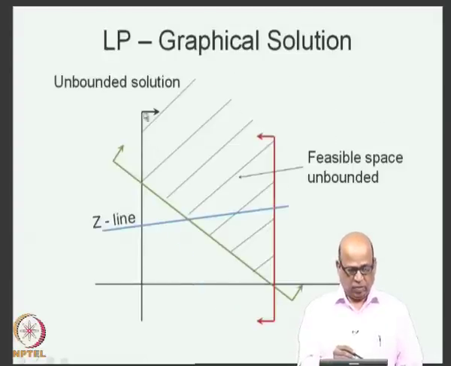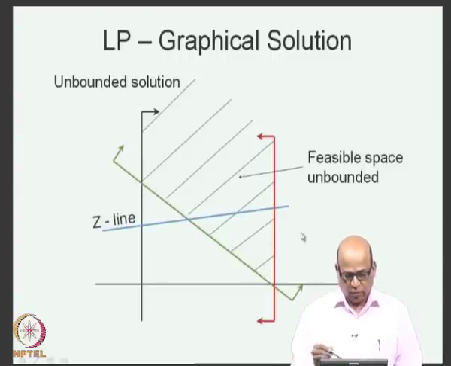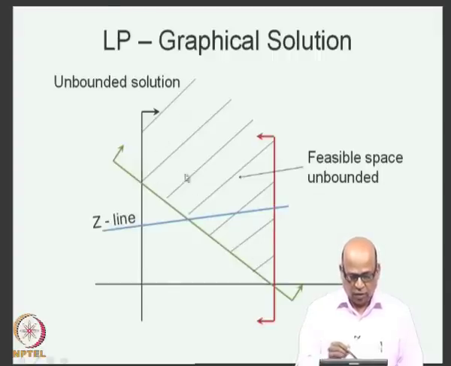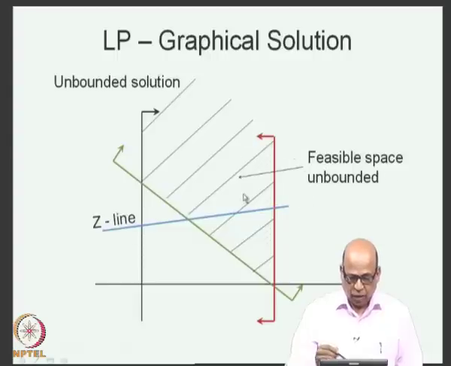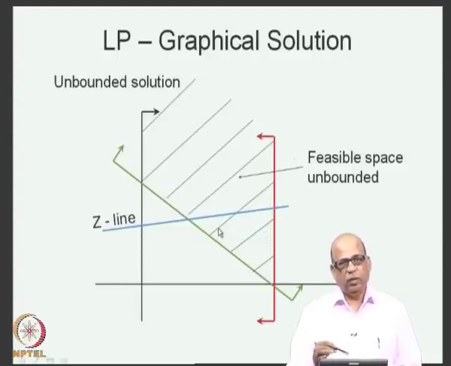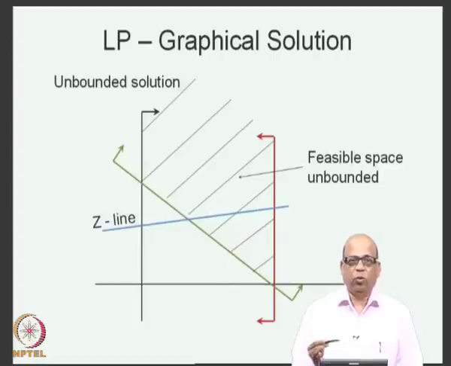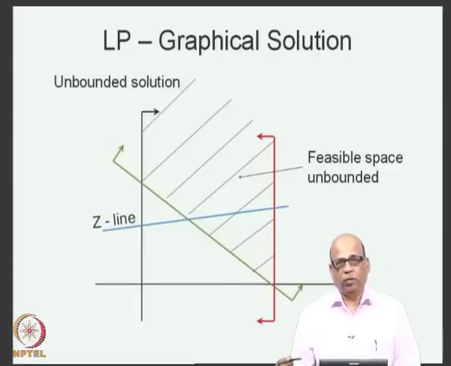Let us say your constraint set is such that one constraint is saying you look at this direction, another is saying you look at this direction, and therefore, anything in this region is a feasible solution, and the z line is increasing in this direction. Let us say z is increasing in this direction. So, z can be increased until infinity without violating any constraints, and therefore, the region is unbounded. The feasible space or the feasible region becomes unbounded, and such solutions are unbounded solutions.